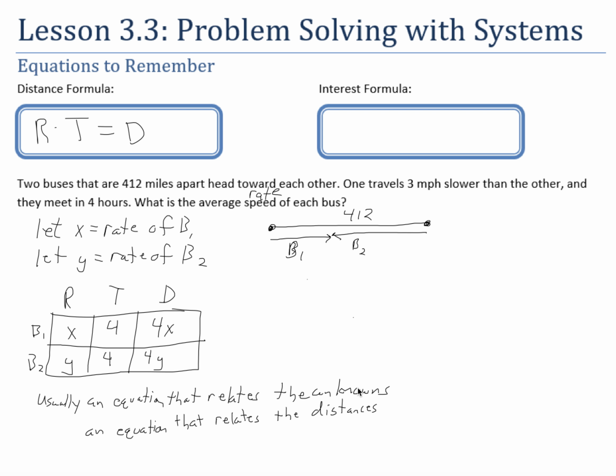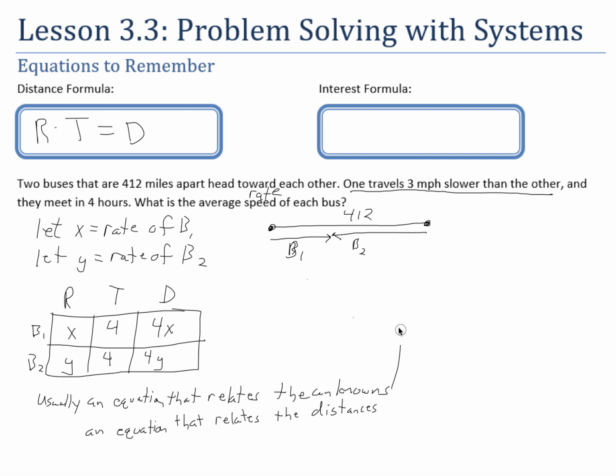And so we have to write two equations. So there's usually an equation that relates two unknowns. Well, our unknowns are x and y. X and y are the rates. And the one thing we see about rates here is one travels 3 miles per hour slower than the other. It doesn't say if it's the first or second or bigger bus or smaller bus or the one traveling east or west. It just compares them, so it doesn't matter which is the faster or slower.